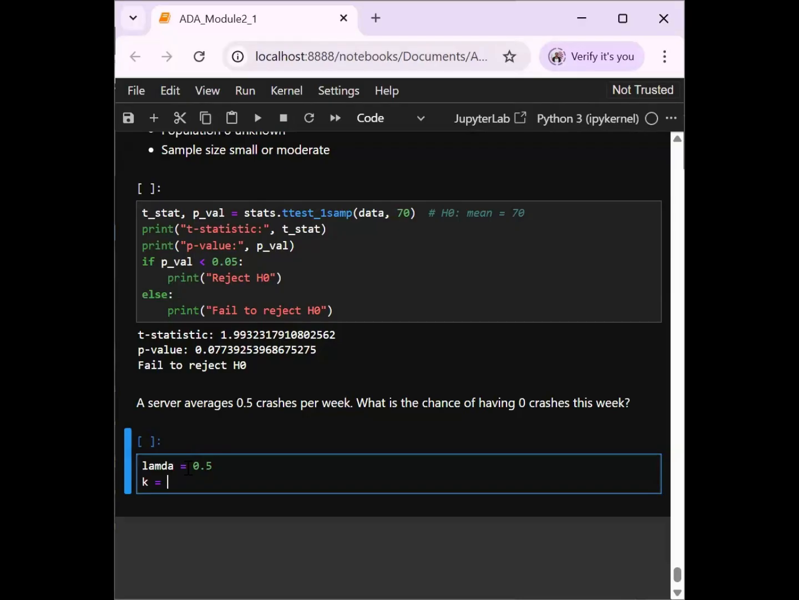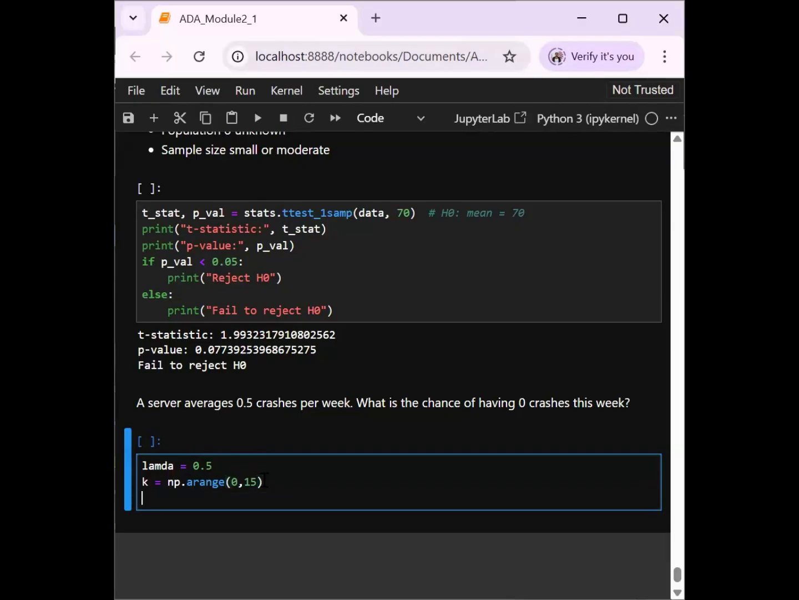Okay, 15. So are we going to use linspace or arange? np.arange. We're using arange because we need whole numbers. So either we can have zero crashes or 15. That's a wide range, but let's use it that way. And then we say, let's call it the crash probability. And then we say Poisson, that's the PMF, and then we have k.